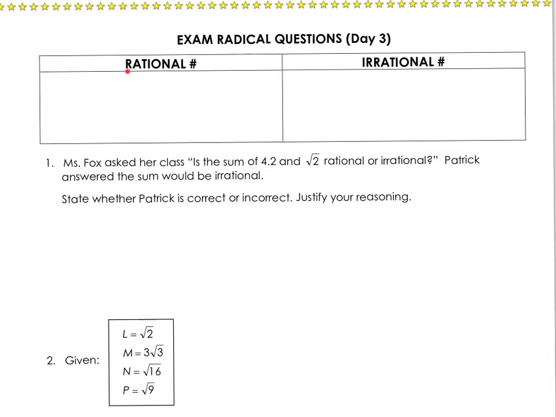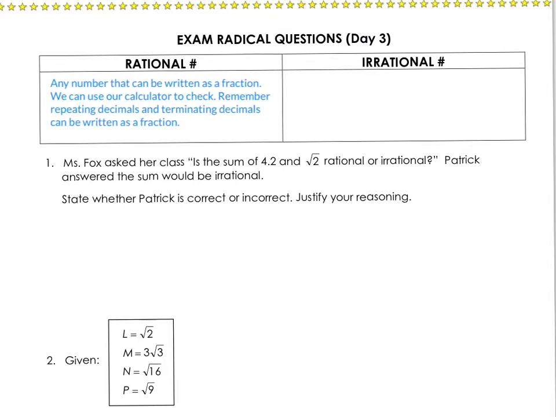So we talked about already rational numbers versus irrational numbers. This is really a review concept, and we talked about it in the first day of this unit. Rational numbers, remember, are numbers that can be written as a fraction. We can use our calculator to check. Remember that repeating decimals and terminating decimals can be written as a fraction.